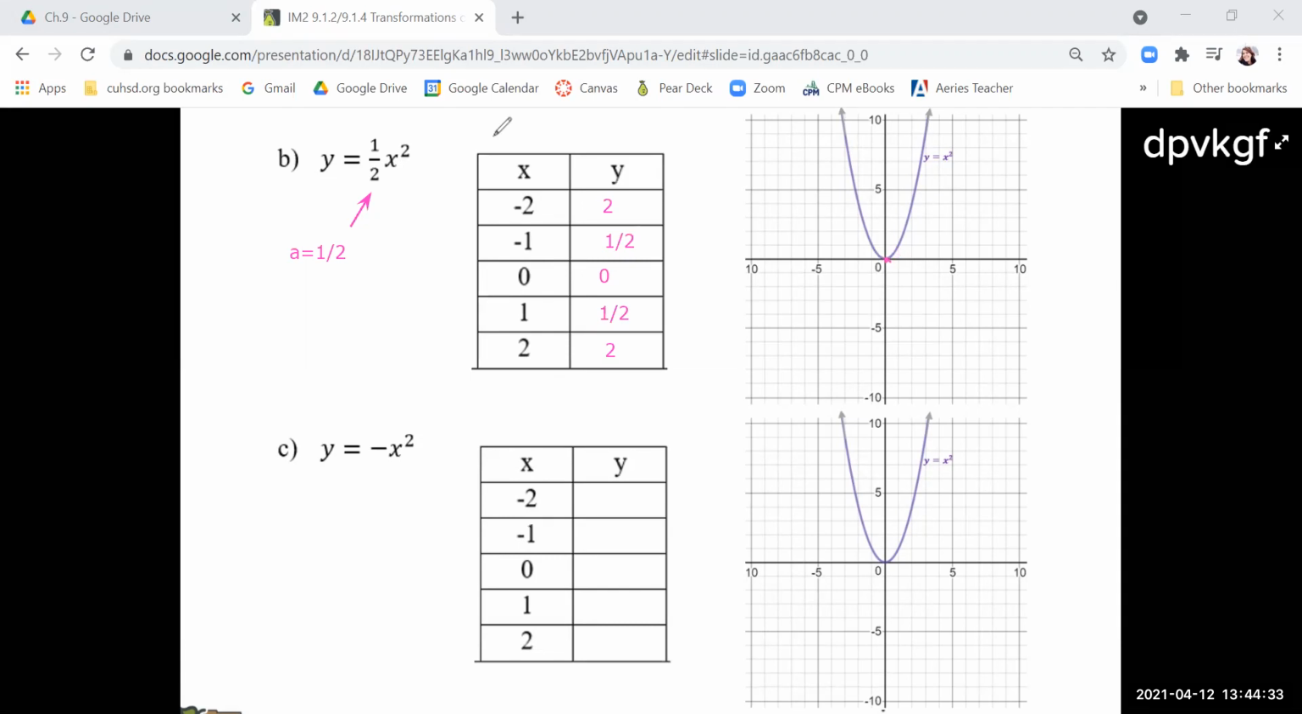Instead of over 1, up 1, it's over 1, up 1/2. It's half as steep. Oh my gosh, I can't even draw a point. This is so frustrating. Okay, here we go. Half, and then over 2, up 2, instead of up 4. 1/2, 2. So you can see how now our parabola has widened. It's half as tall from point to point. So what we have now is a parabola that's half as steep.